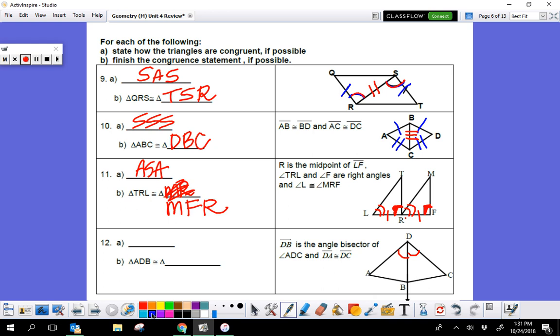Okay, and then it says DA is congruent to DC. All right, well, I'm going to need one more thing to prove these are congruent, and they both have that line in the middle again. So now I can say side, angle, side. Angle A is going to go with C. Angle D goes with D. And B goes with B.